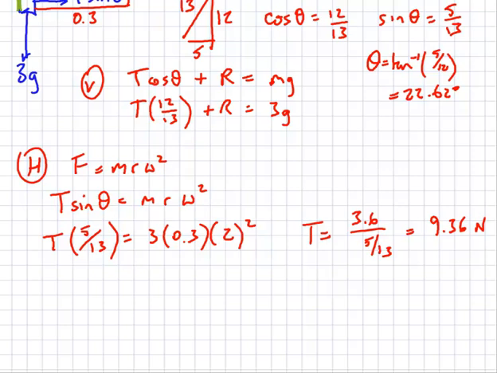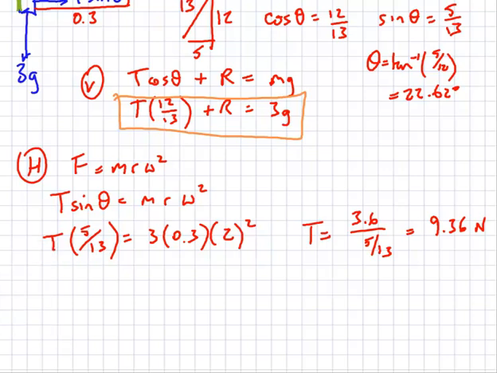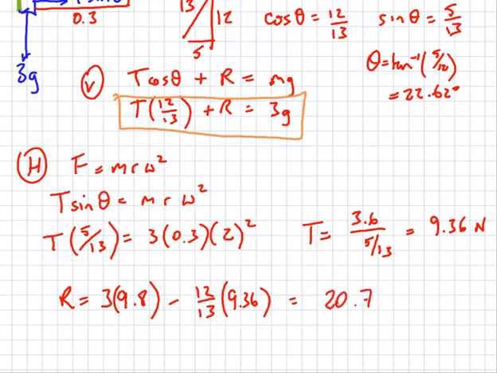So now I can insert this tension back into my equation that I had for the vertical. So if we take that, I suppose we can rearrange this first. So the normal reaction is going to be 3g minus the tension multiplied by 12/13. And that, when you calculate it out, works out as 20.76 newtons.